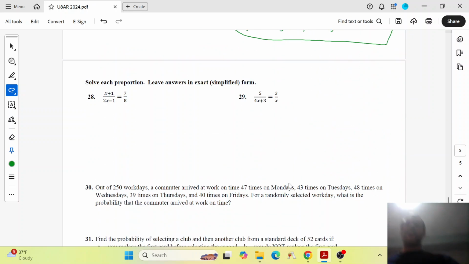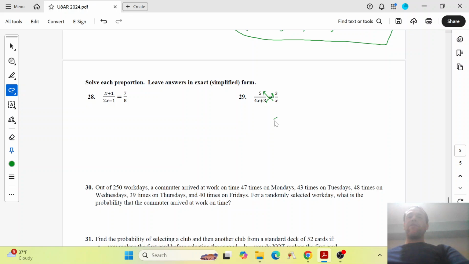Cool. Last page, you got this. Do you know how to solve a proportion? I believe you do. Come on, cross multiply. You got this. Pause me, try it on your own. Try 28. Try 29. You got this. You're going to cross multiply.